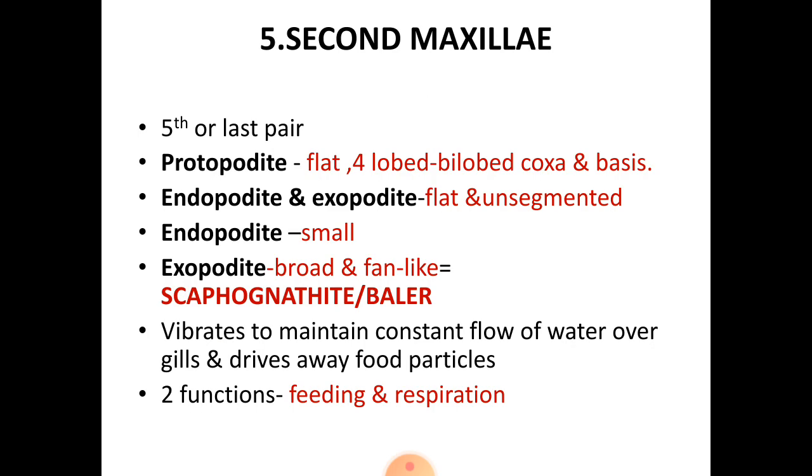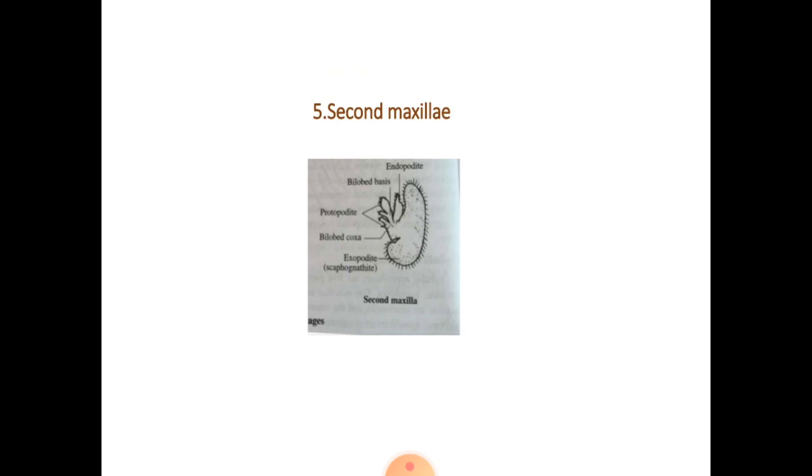The last pair and the fifth cephalic appendage is the second maxilla. Here the protopodite is four-lobed and flat. Four-lobed means a two-lobed coxa and two-lobed basis. The endopodite and exopodite are flat and unsegmented, and the endopodite is small. The exopodite is broad and fan-like, known as the scaphognathite or bailer. This vibrates to maintain a constant flow of water over the gills and drives away food particles. So it performs two functions, feeding and respiration. This is the second maxilla.